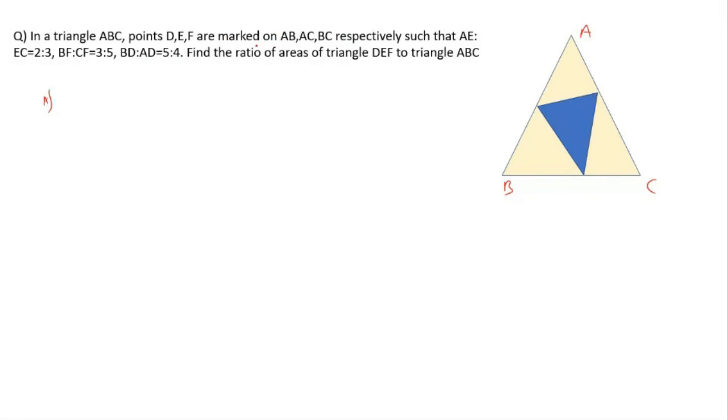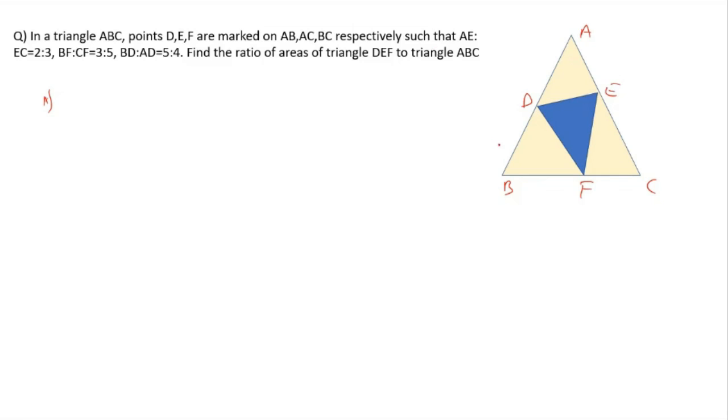So here in a triangle ABC, points D, E, and F are marked on AB, AC, and BC respectively, such that A is to EC, and you know the ratio. So for example, points D, E, and F, so this will be D. E and F are marked, E is on AC, and F is on BC.